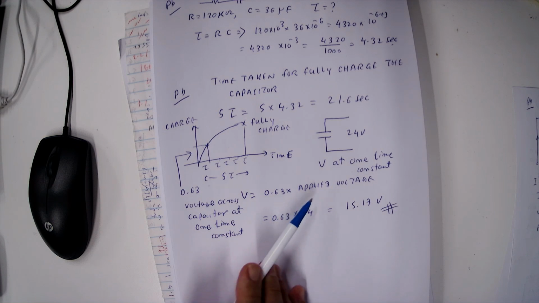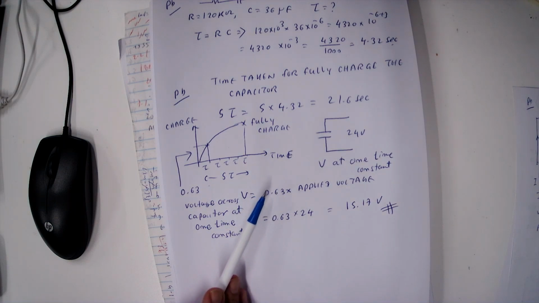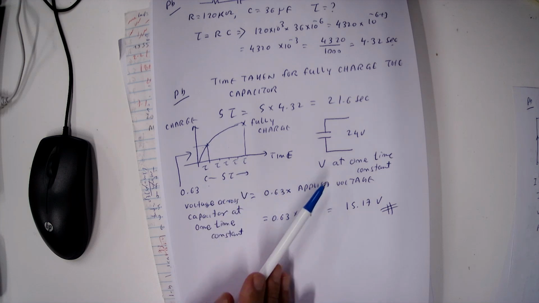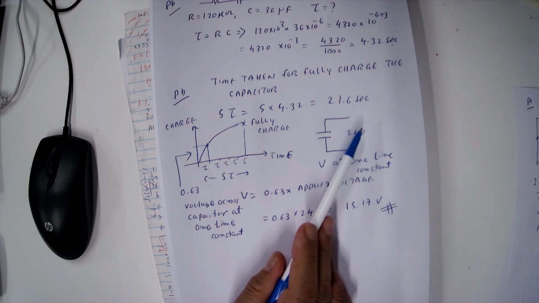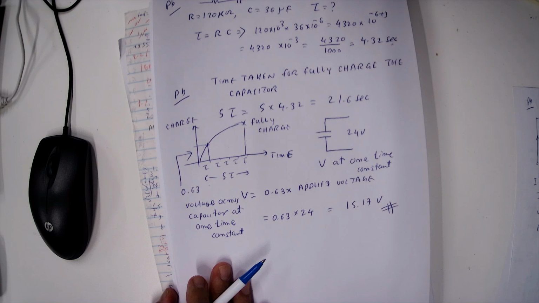This is why the 24 volt is applied across the capacitor, but the capacitor will not retain the 24 volt. It will take time. So in one time constant, it will charge only 63%. Therefore, although you apply 24 volt, after one time constant, the voltage across the capacitor is 24 multiplied by 0.63. You got 15.17 volt. This is why we use the capacitor in the timer circuit. The time taken to charge and discharge the capacitor is the property that we utilize to construct the timer circuit.